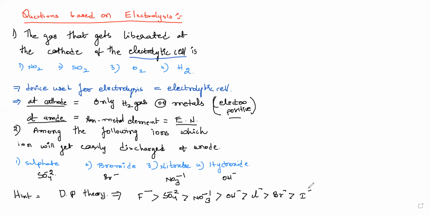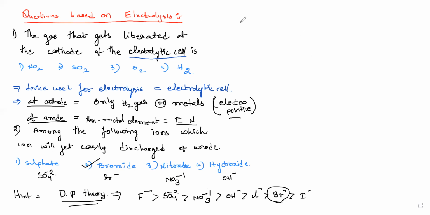So which has the lowest DP value? Br-. That's why Br- is involved in the reaction; Br- loses its charge at the anode. The answer to this question is the second option, Br-, the bromide ion, which discharges at the anode more easily compared to the other ions. The concept is according to discharge potential theory: lowest DP value, highest involvement in the reaction.